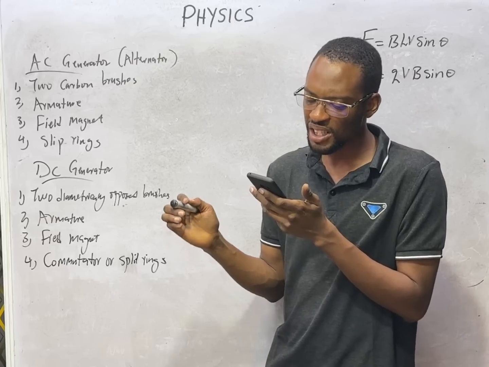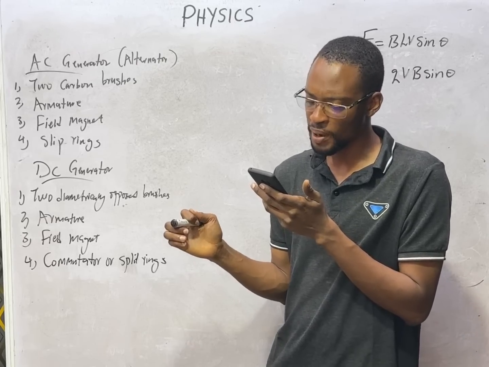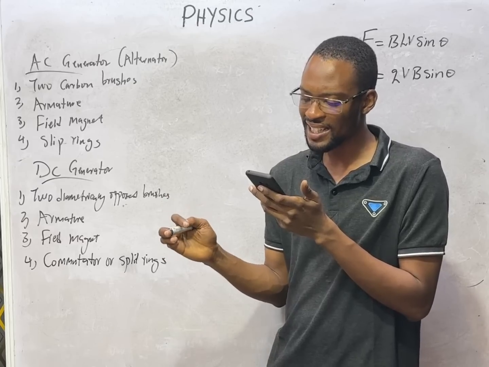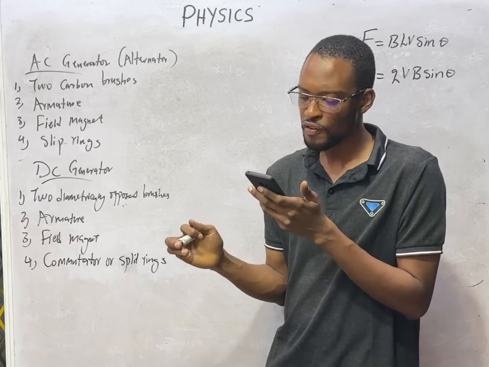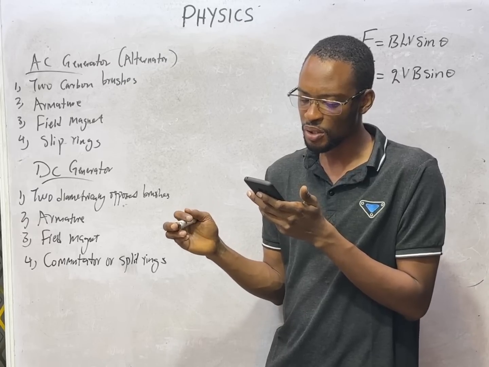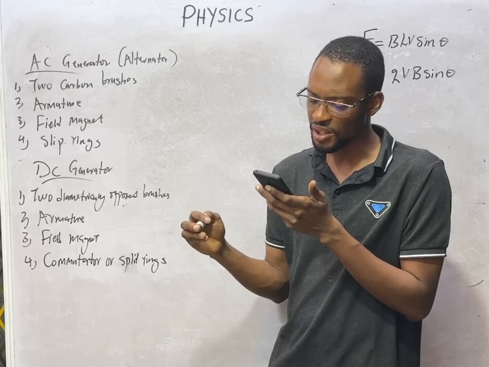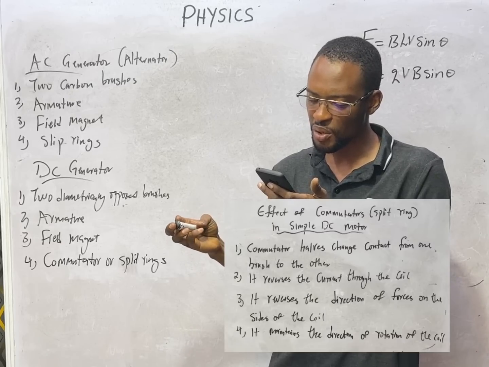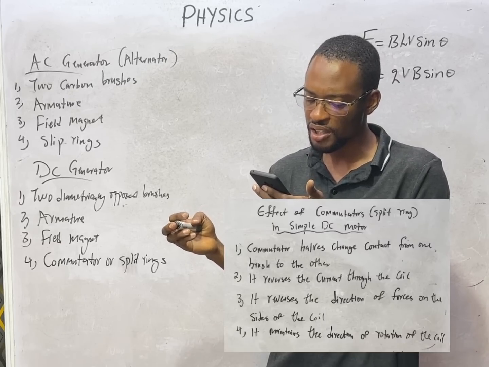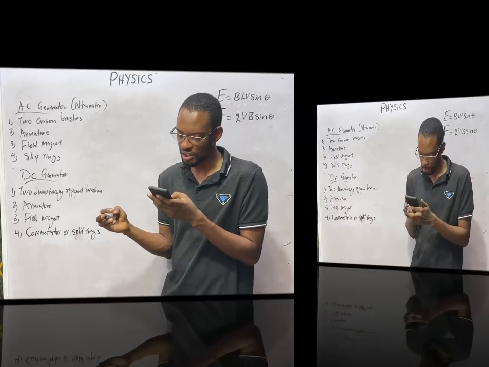Now the split ring commutator is made from two pieces of copper. These pieces are held apart in the center from touching each other, so they look like a copper ring split in the middle. So the effect of using split rings in an electric generator is that the direction of the current flowing in the coil is reversed and DC current is generated.